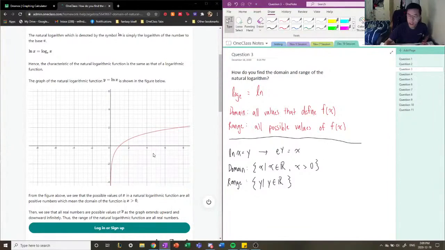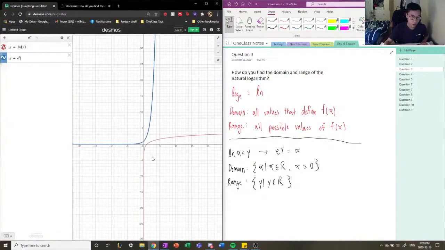You can use mathematical logic and your knowledge of functions to try to find a domain. The last thing is that you can also use the inverse function to reason what the domain and range of your original function is. The range of your inverse function is going to be the domain of your original function, and the domain of your inverse function is going to be the range of your original function.